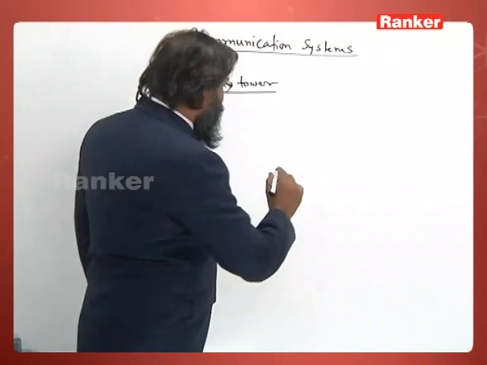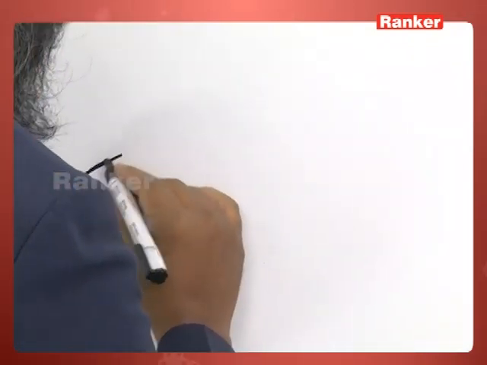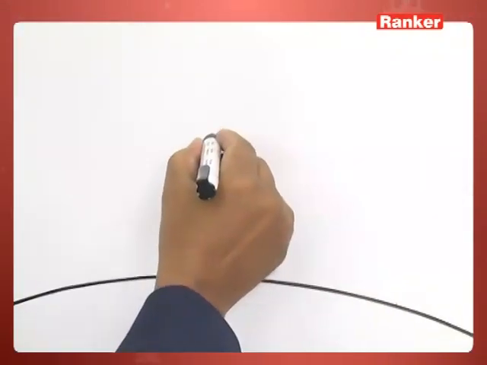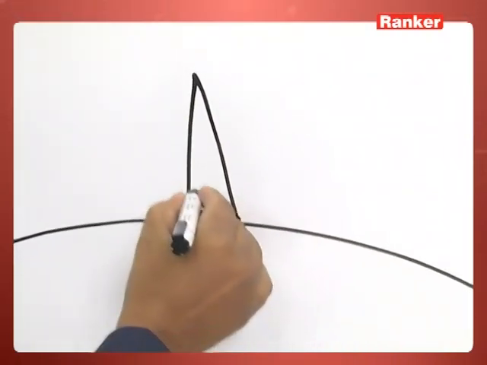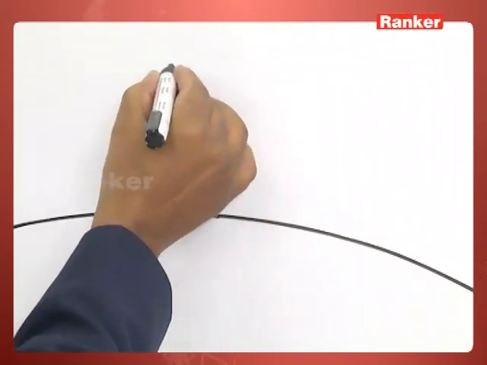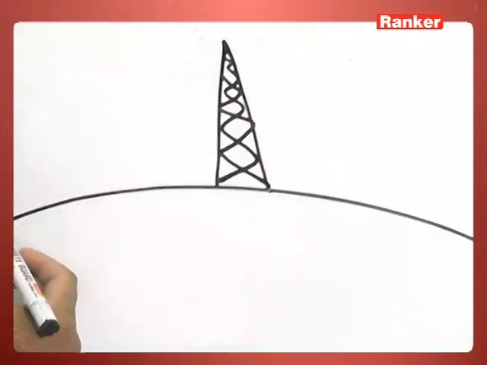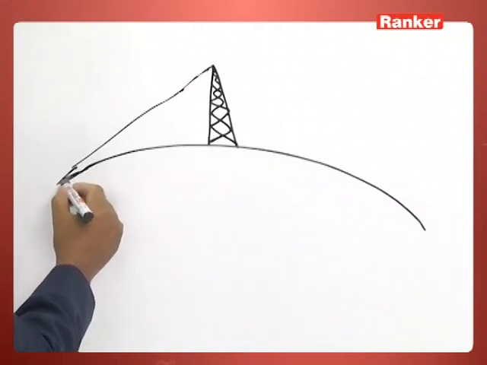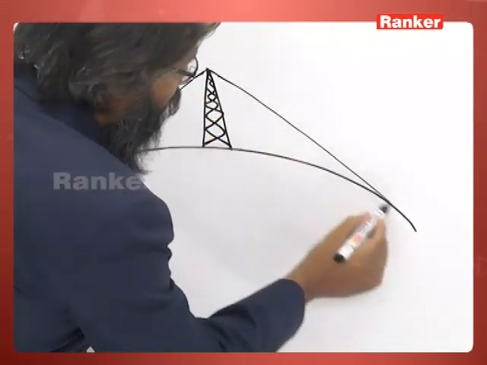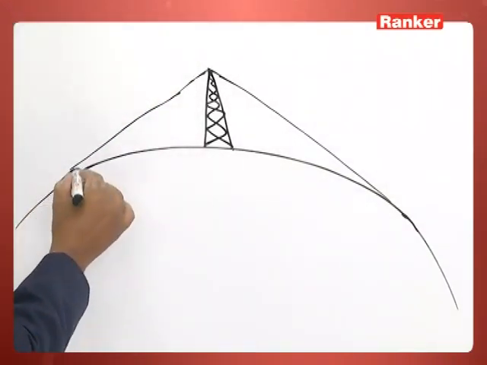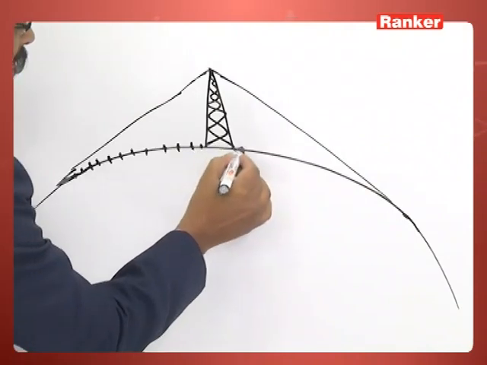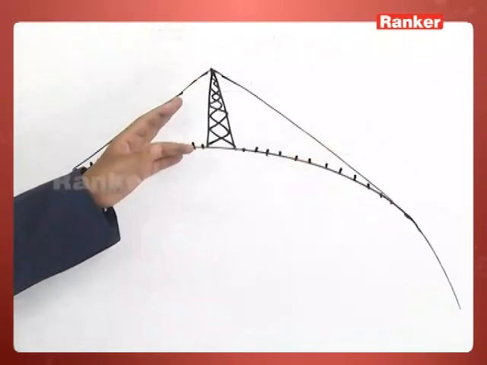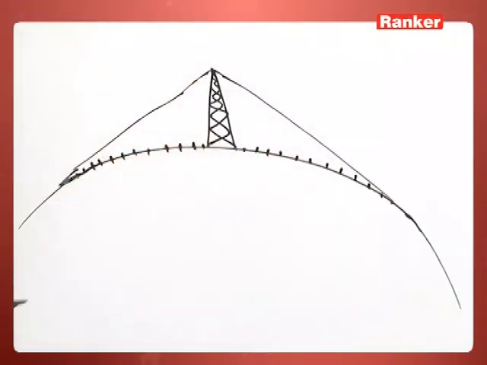First of all, this is the curvature of the earth, and we have a tower. This is the tower, and the transmitter is installed here. What happens if I draw a tangent from this on the surface of the earth? All the region on this curvature up to here is within the range, and the region beyond this cannot receive the signal. So, this is the range. This is a highly exaggerated diagram.